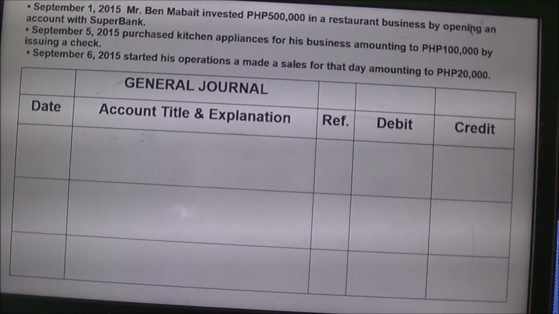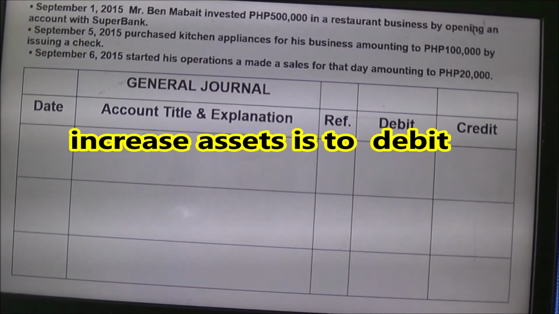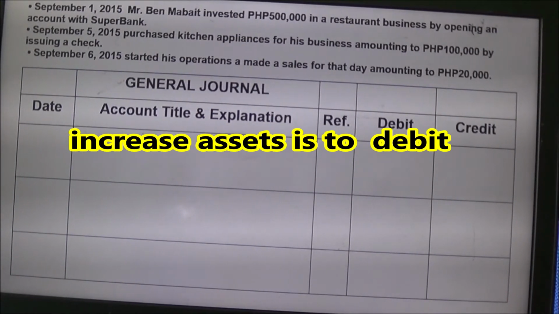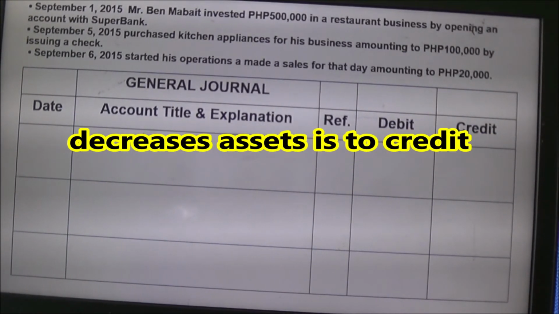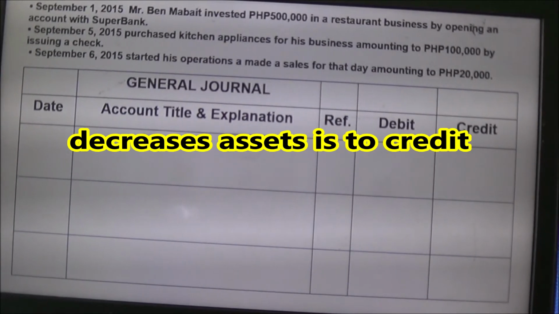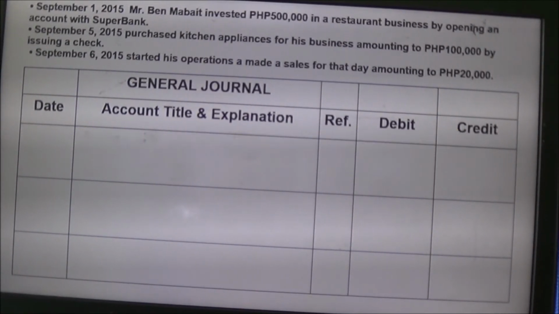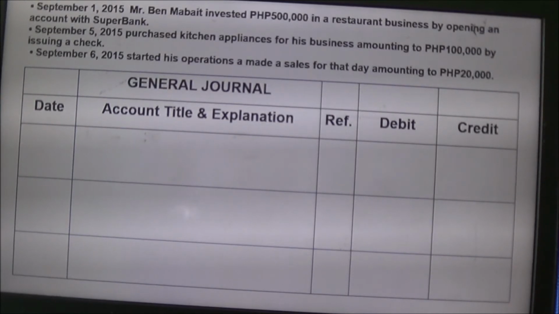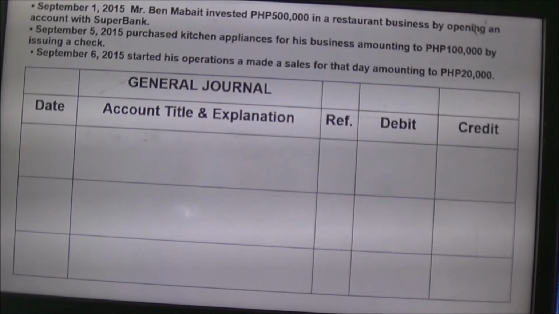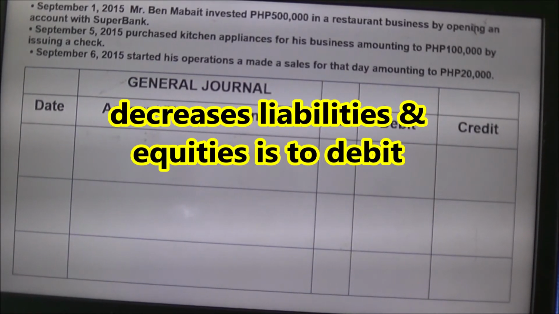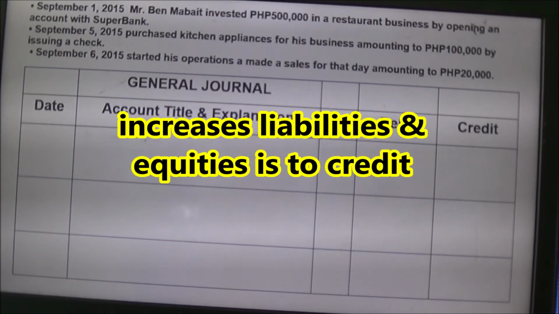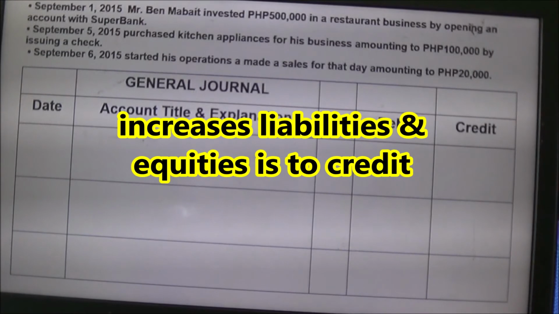So any transactions that increase the asset account will be debited, and any transactions that decrease the asset account will be credited. And for the liabilities and equity, it will be vice versa. So any transactions that decrease the liabilities and equity will be debited, and any transactions that increase the liabilities and equity accounts will be credited.